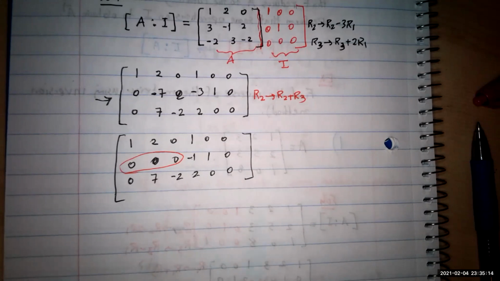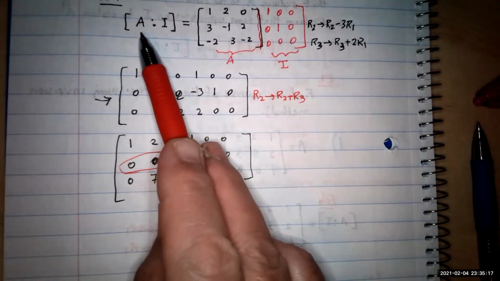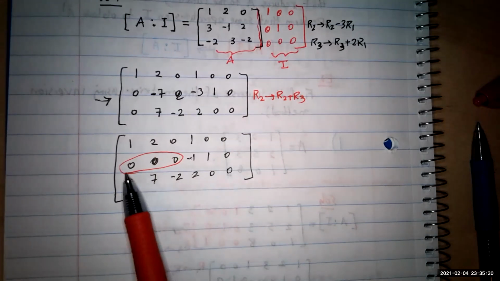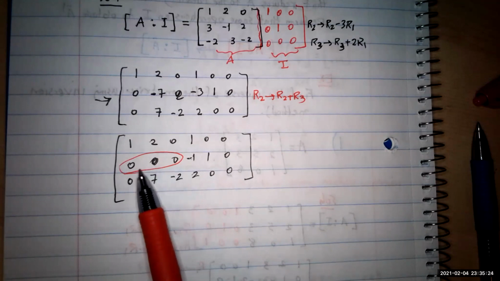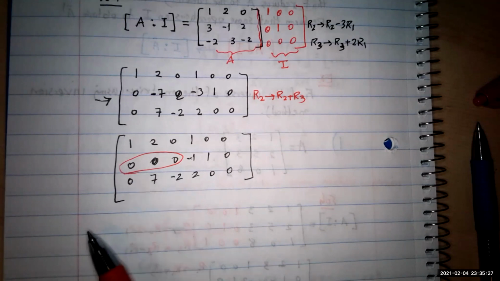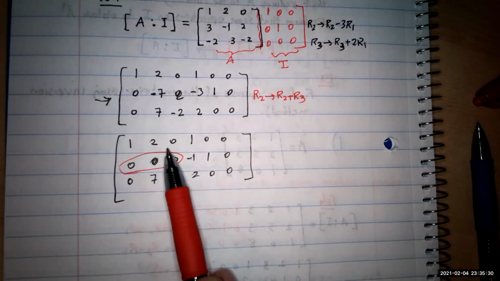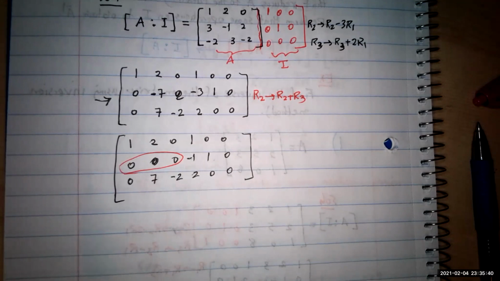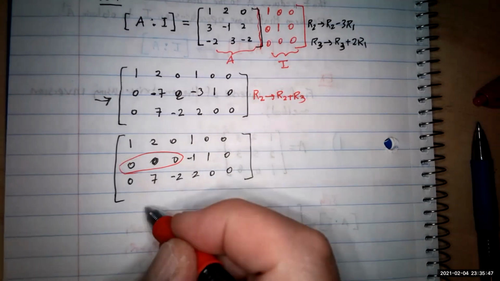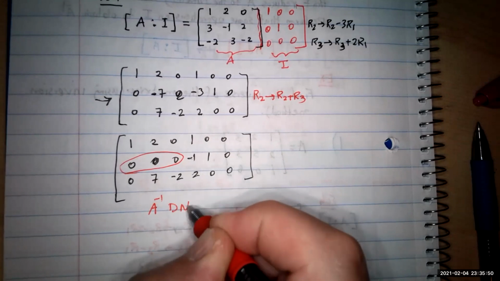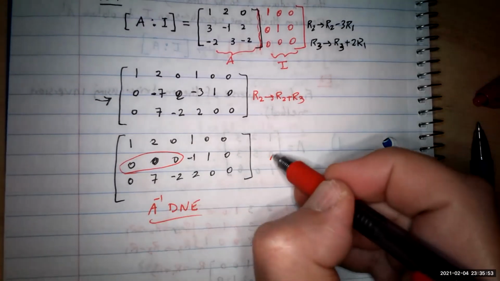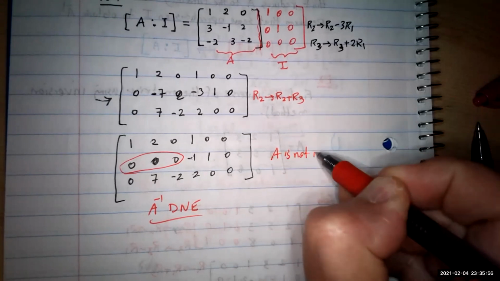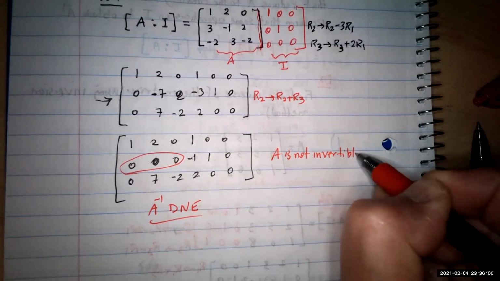Remember this operation: you have to change the first part, A, to the identity. When you get one row to be 0, 0, 0, you cannot continue. It's impossible, because for the identity matrix, you know that this must be 1. Since you get the 0, 0, 0, it's impossible to go on. It would be impossible to change the first one into the identity matrix. So you stop and you claim that A inverse does not exist. This will tell you that A is not invertible. So this may happen.